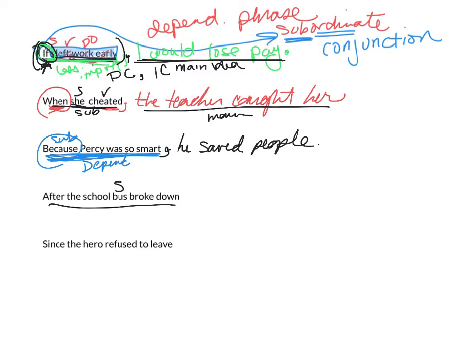The subject is bus, the, and school are both adjectives that go under bus. What did it do? It broke down. This is actually a compound verb. It takes two words there. And that leaves you with the word after. That is your subordinating conjunction. After the school bus broke down, we had to walk.